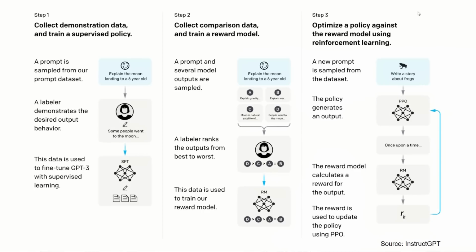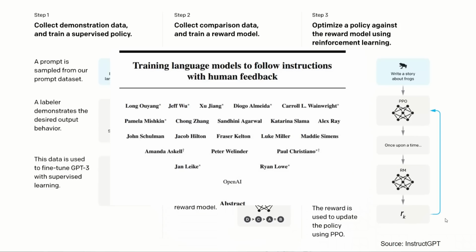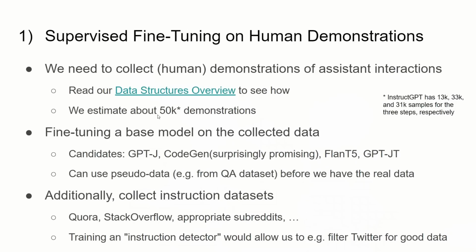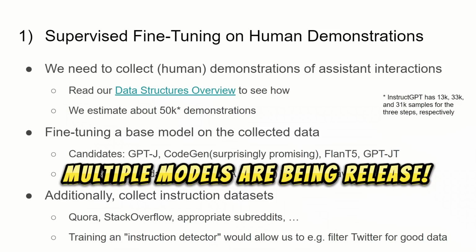But before we go and play around with the chatbot, I just want to go over how they trained the system. So they actually used InstructGPT. It's a paper from OpenAI. They used reinforcement learning with human feedback. Their goal was to collect around 50K demonstrations or such interactions. Then they decided to fine-tune a number of different models. So for example, they were looking at GPT-J, CodeGen, and some other models.